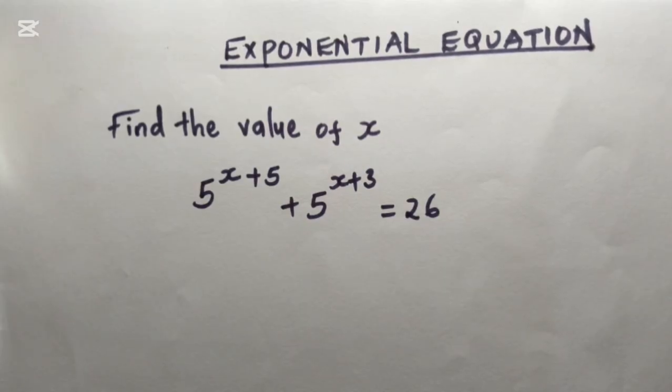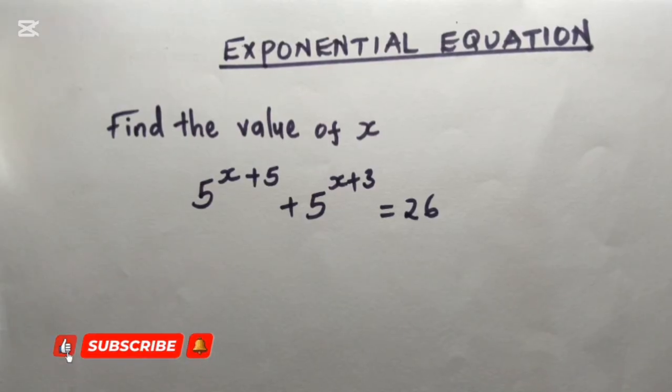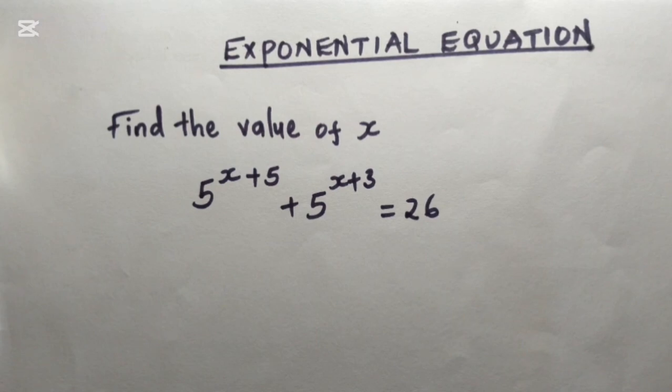As you can see, we are discussing exponential equations, and the question is: find the value of x, whereby you are given the equation 5 power x plus 5, plus 5 power x plus 3, is equal to 26. So we are going to solve that question step by step.